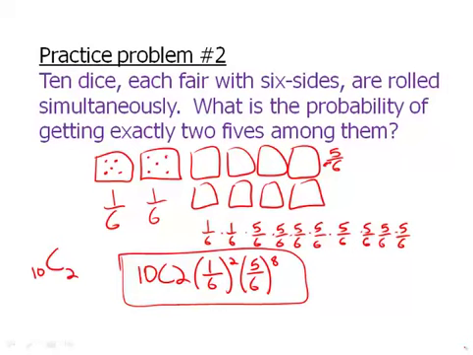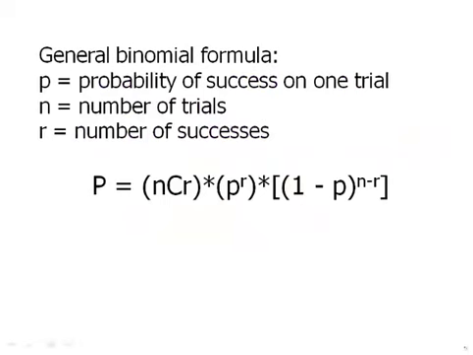So now, let's just look at the general formula to summarize. The general binomial formula: we're going to say lowercase p is the probability of success on one trial. So for a coin, that's 1/2. For any face on a die, that is 1/6. N is the number of trials, R is the number of successes. So we have R successes, so that's why we have p to the R. We have success happening R times.